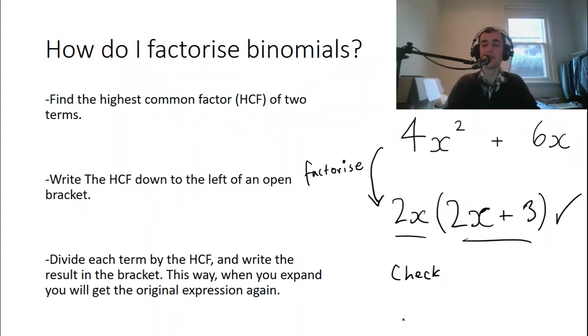So 2 times 2 is 4. x times x is x squared. 2x times 3 is 6x. So now we've actually checked it. We've got the same result as we had at the start. So that means we actually did get it right. Okay, so anytime you factorize, you can check your answer.